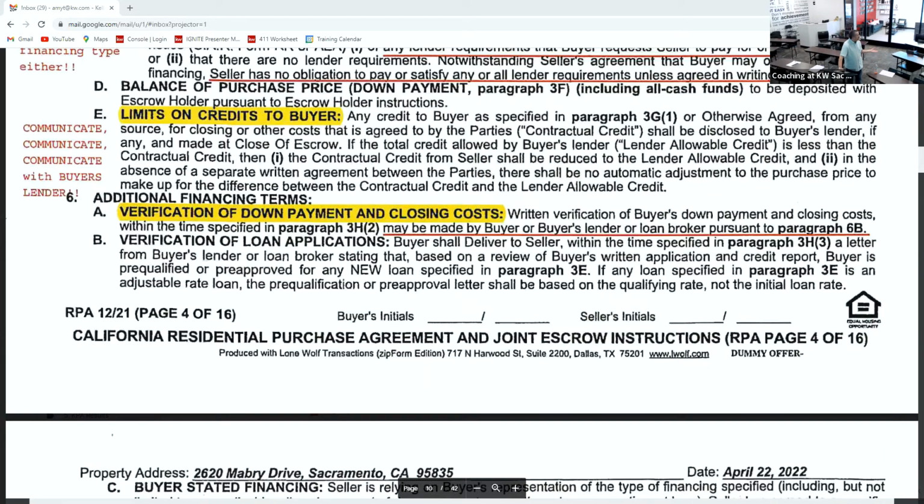Because your client's going to be upset if he agrees to waive the repair request in return for the seller giving $15,000, then he finds out at the last minute when he's doing his signing that the lender's only going to allow him to get $10,000 back credit.